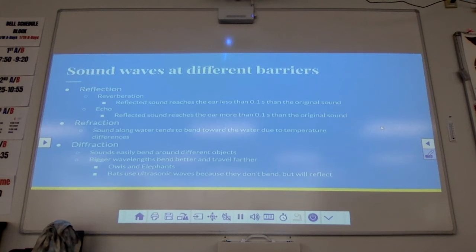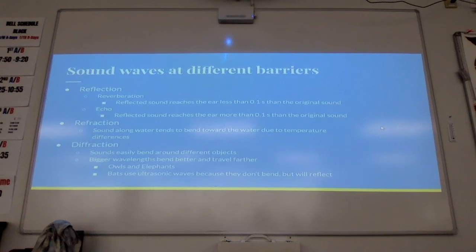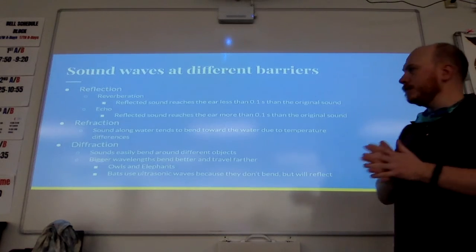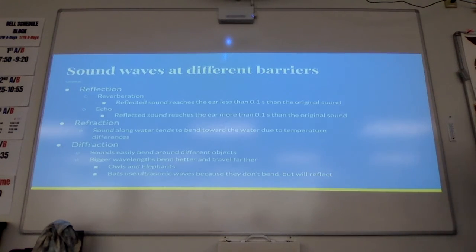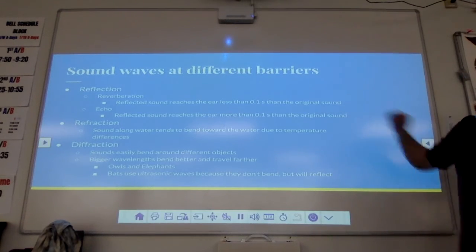And then the last thing we're going to talk about today before we go on our break is sound waves at different barriers. This is what we talked about in our last unit, but I wanted to talk about it specifically dealing with sound. Sound can reflect in two different ways. There are what are called reverberations, and then there are echoes. In a reverberation, the reflected sound reaches the ear less than 0.1 seconds after the original sound.